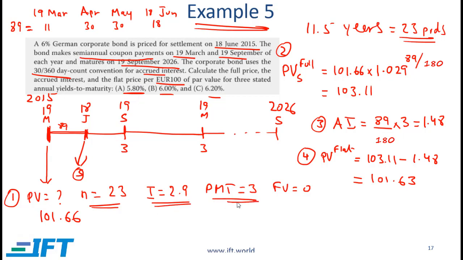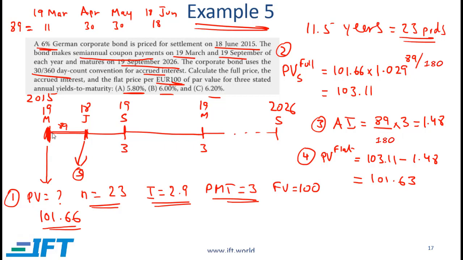The semi-annual coupon payment is 3 because the coupon rate is 6%, and the future value is 100. That is the par value based on which we are doing our calculations. Plug in the numbers and you will get a present value of 101.66. This is the present value over here. And notice that on this date there is no accrued interest.